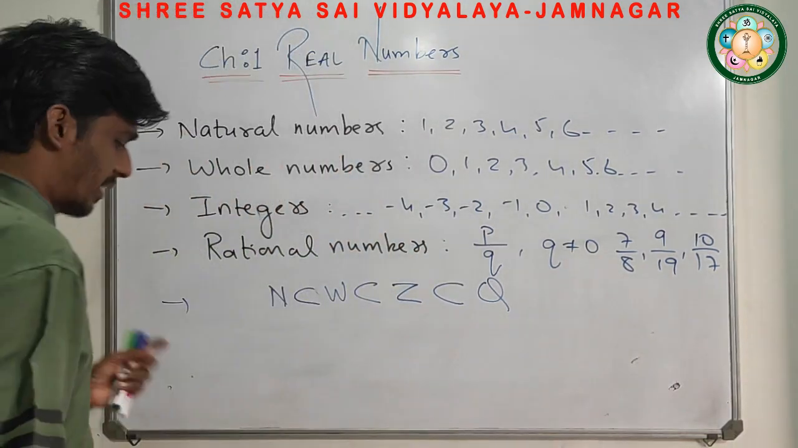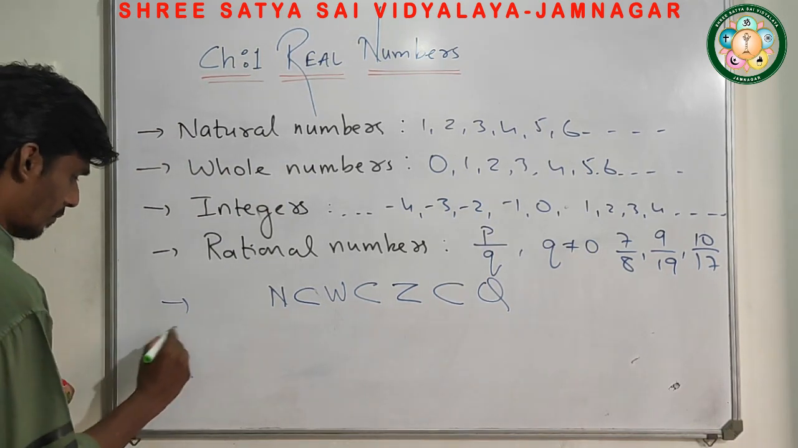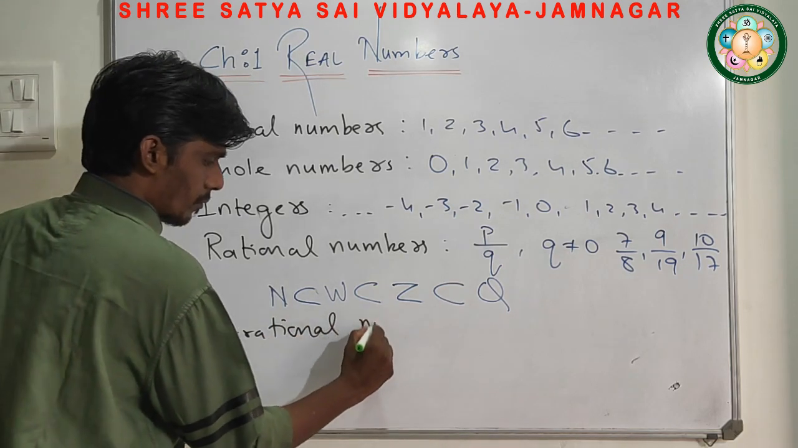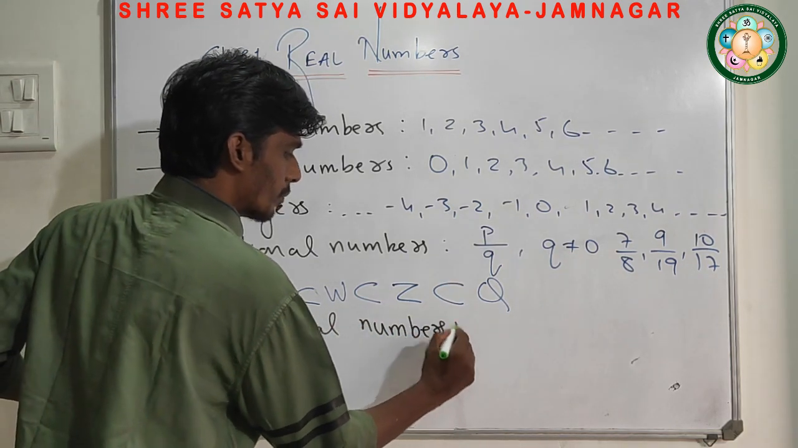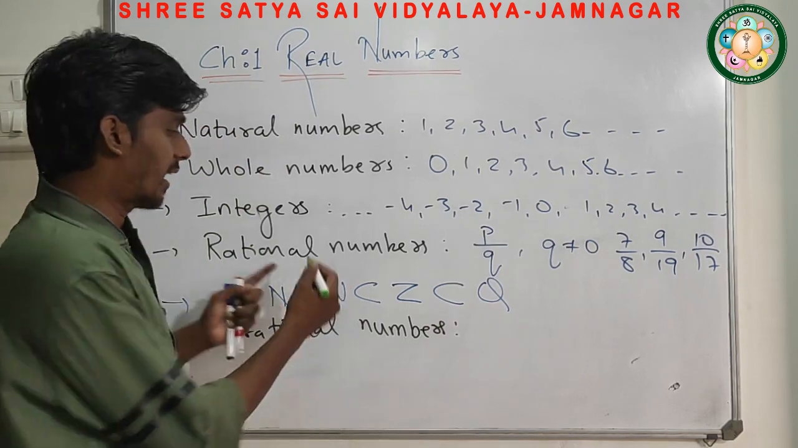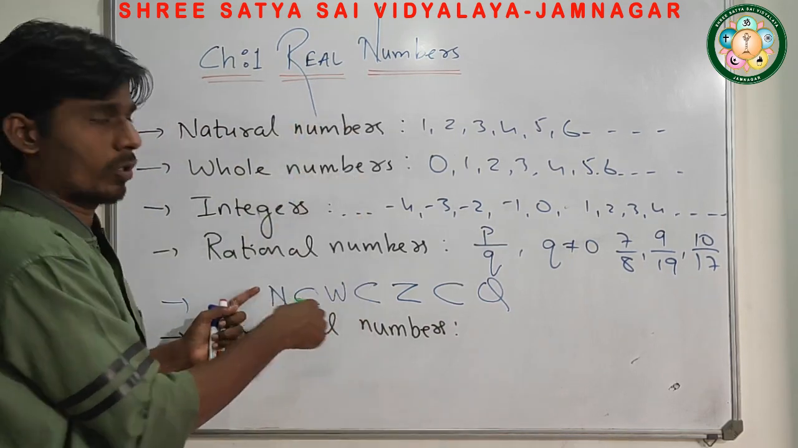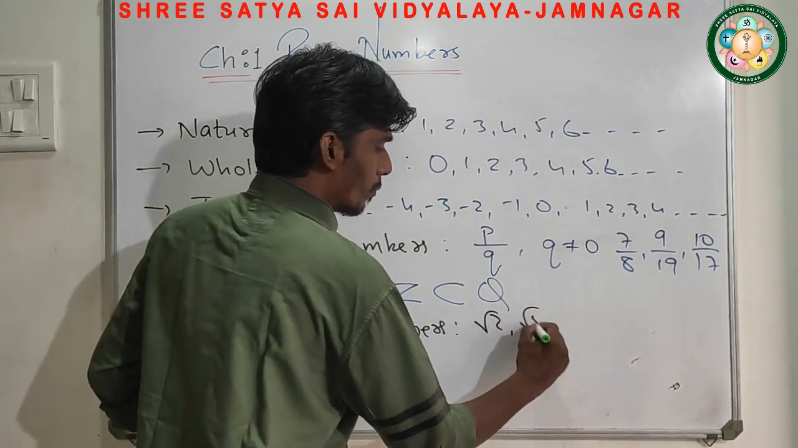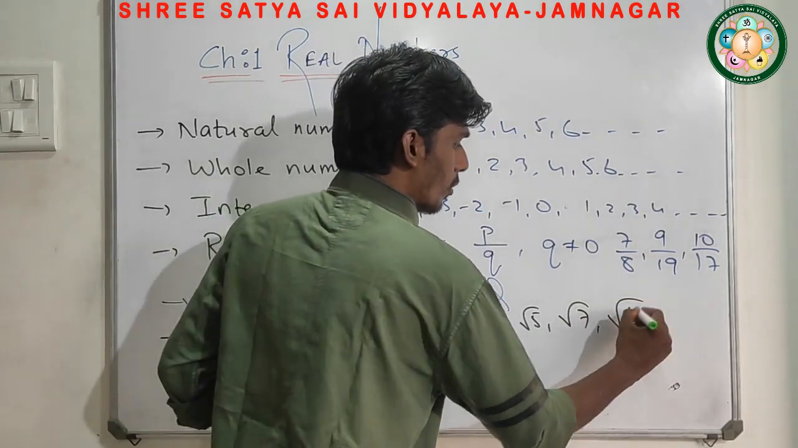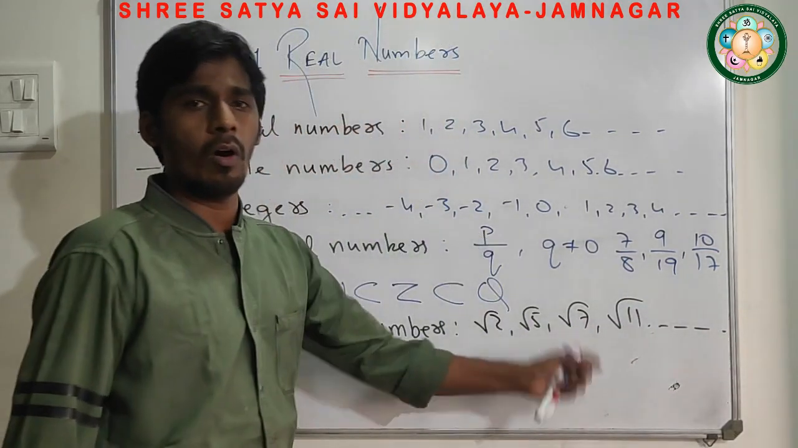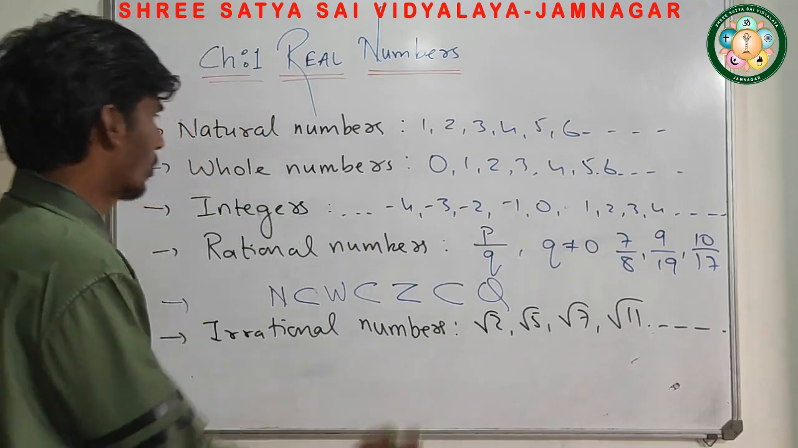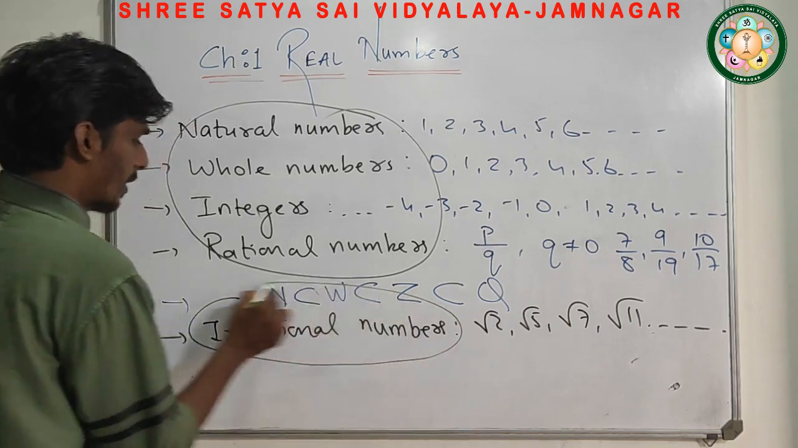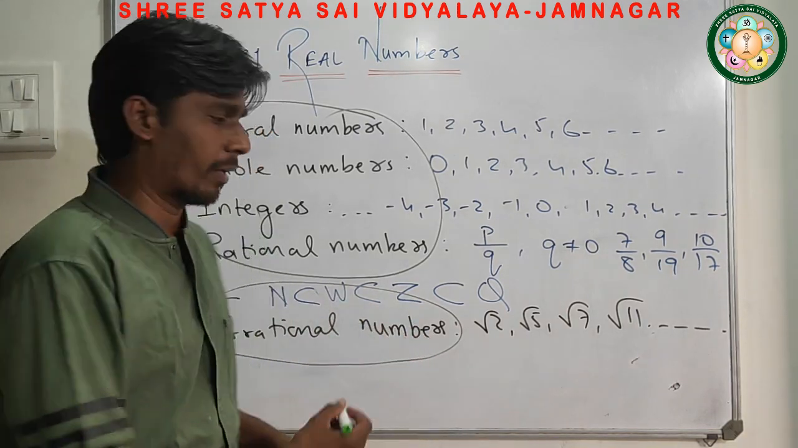Let me write down the irrational number examples. I said the numbers which are not rational; these are all rational numbers. So other than these numbers, are what? Irrational numbers. For example, √2, √5, √7, √11, likewise. These are all what? Irrational numbers. So these all 4 types of numbers are what? Rational numbers, and this is what? Irrational numbers.